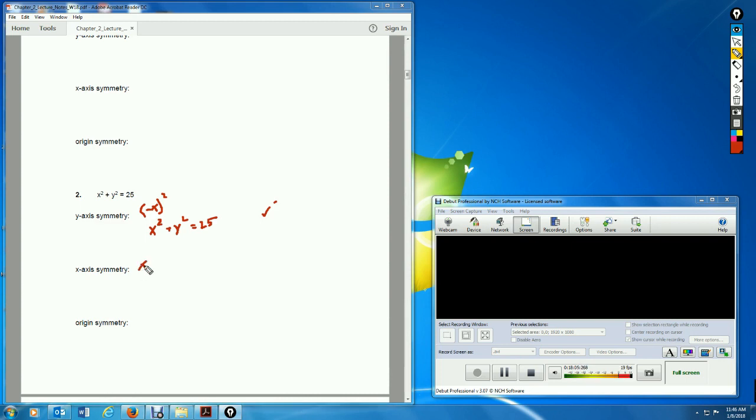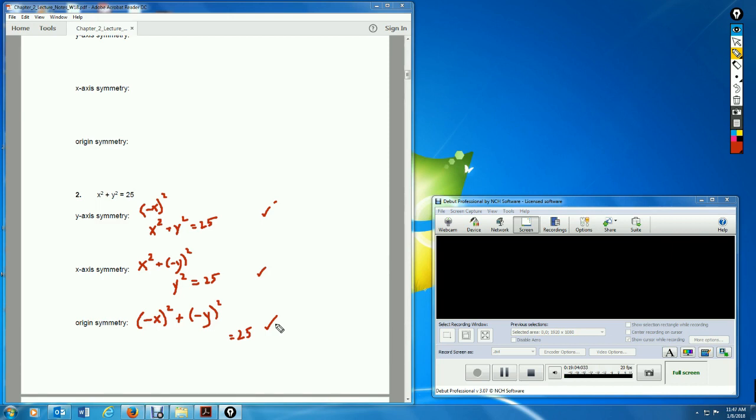X-axis symmetry, in this case, we're going to replace y with negative y. So negative y quantity squared, and already we can see negative y times negative y is going to simplify to y squared equals 25. So yes, it's symmetric with respect to the x-axis. Origin, replace both, and you can probably already see, even if I replace both, x squared plus quantity negative y squared, both of those are going to simplify to x squared plus y squared equals 25. So yes, it is symmetric with respect to the origin.